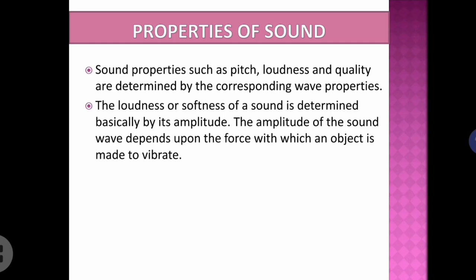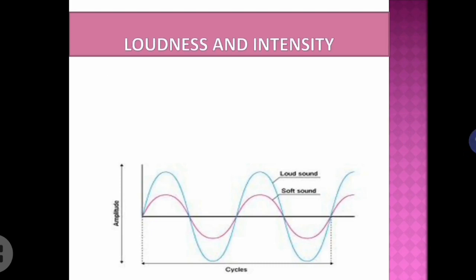Amplitude depends upon the force with which the object is made to vibrate. When you are trying to make sound by hitting on any object, that means you are hitting on your table or your book, if you are making a large force to hit, then you can hear a loud sound. So I hope it is clear. Loudness and softness depend upon the amplitude of the sound. As you can see from the figure, the sound with the high amplitude is the loud sound, and sound with the low amplitude is named as soft sound.